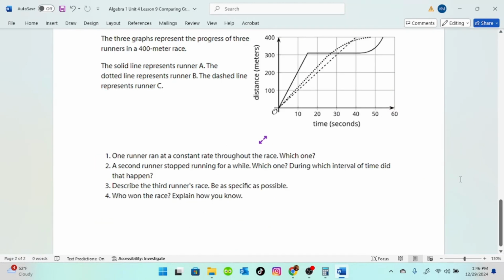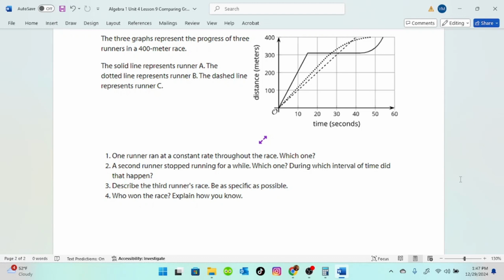Our last practice problem. The three graphs represent the progress of 3 runners in a 400-meter race. The solid line represents runner A, the dotted line represents runner B, and the dashed line represents runner C.